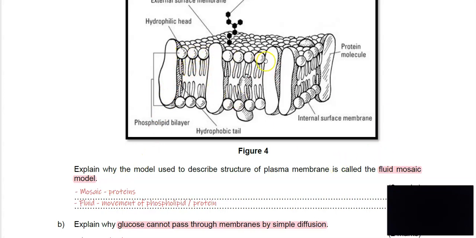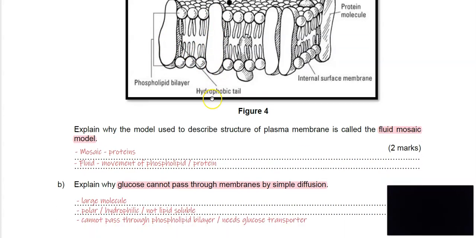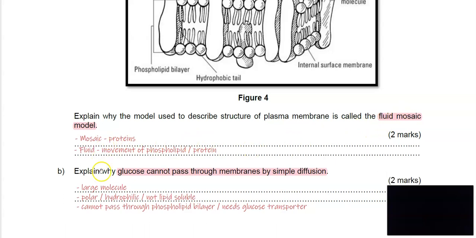Because the phospholipid molecules, together with proteins, can move laterally. The movement is lateral: lateral movement of phospholipid molecules and also lateral movement of the protein molecules. So that's why it is called the fluid mosaic model.